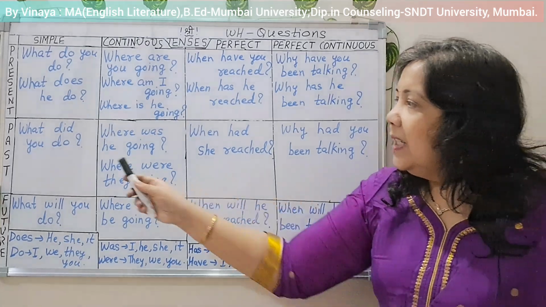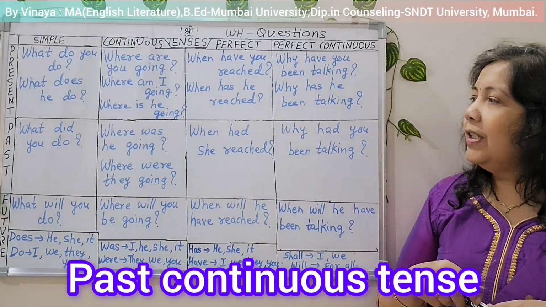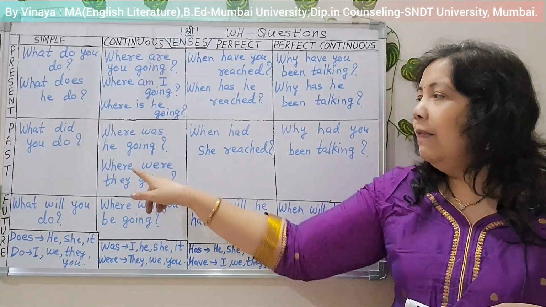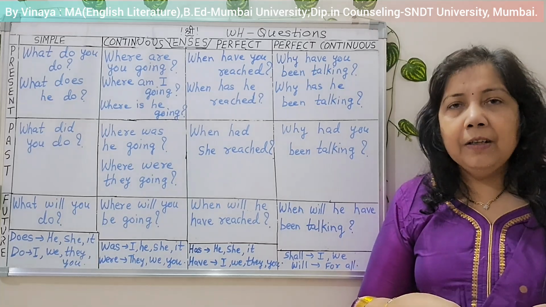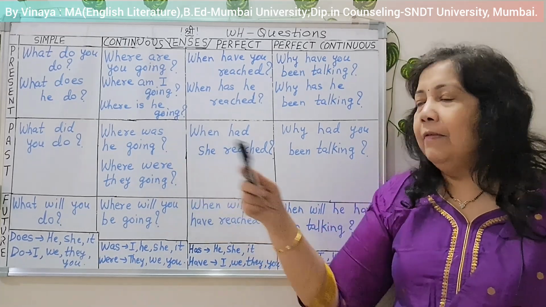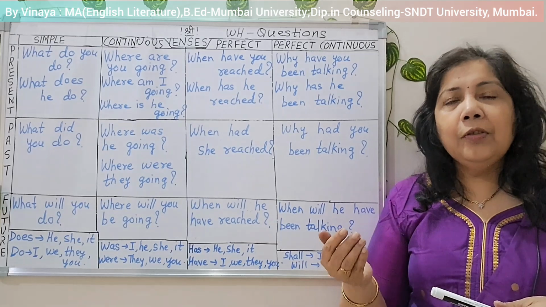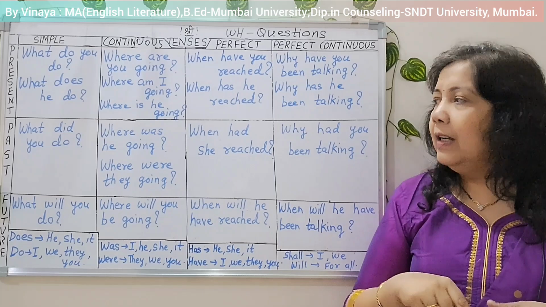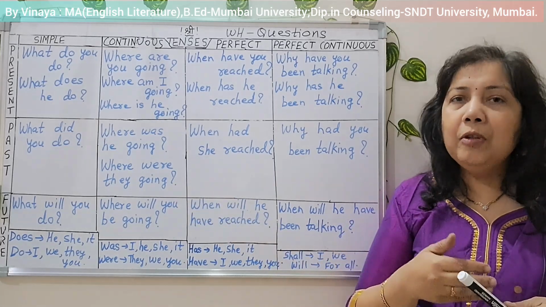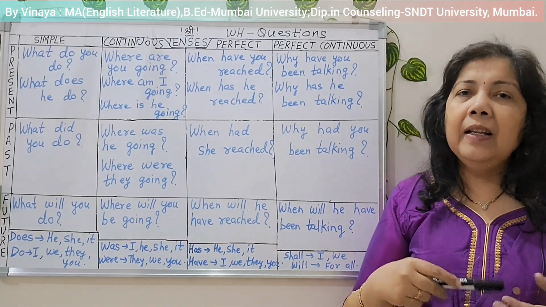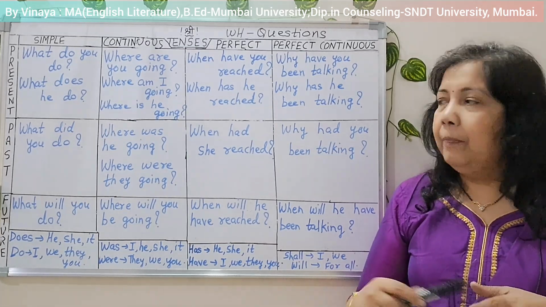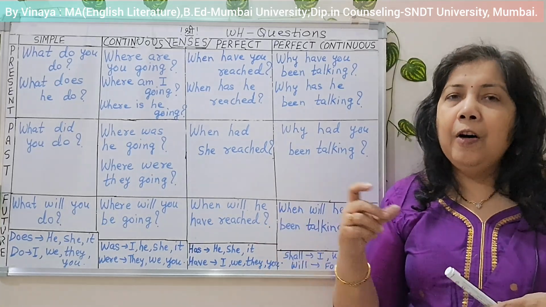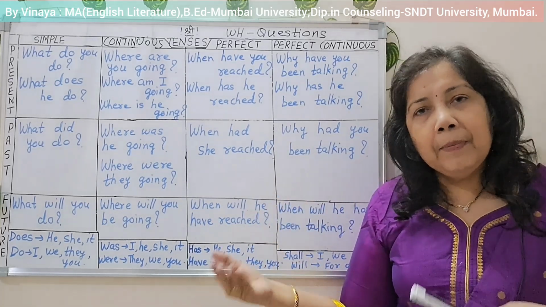Second is past continuous tense, and the example is, where was he going? Or where were they going? Here again was and were. Was is singular, so it is used for singular nouns and pronouns, for example I, he, she and it was. Were is plural, so it is used for plural nouns and pronouns, for example they, we, you were. This tense is used when the action was going on at that particular time in the past.